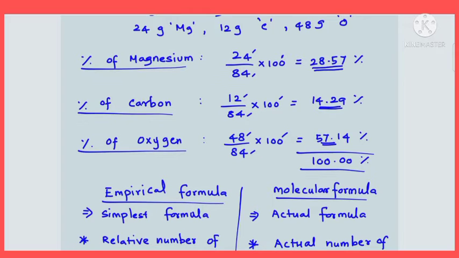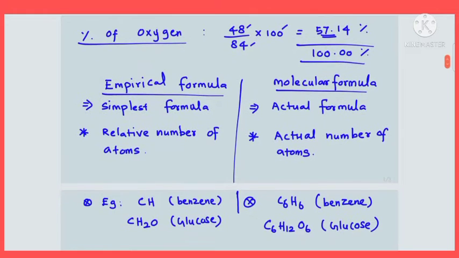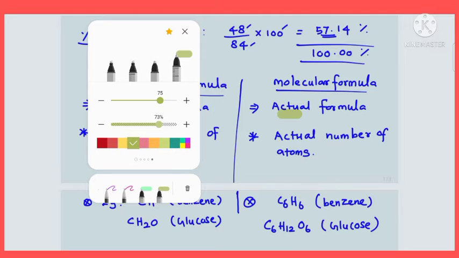Next, the empirical formula and molecular formula. First, let us see some differences between empirical and molecular formula. Empirical formula is the simplest formula of a compound. Then molecular formula is the actual formula. Empirical formula is the simplest formula, whereas molecular formula is the actual formula.